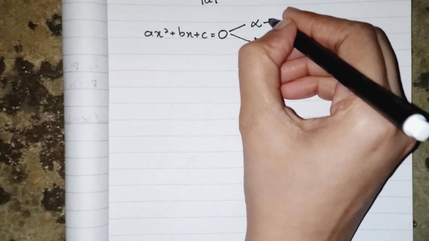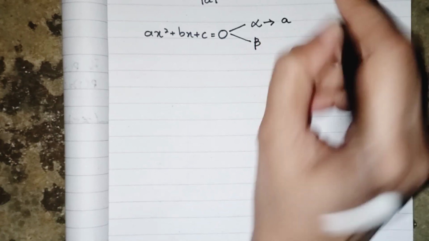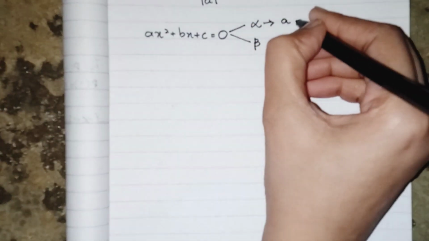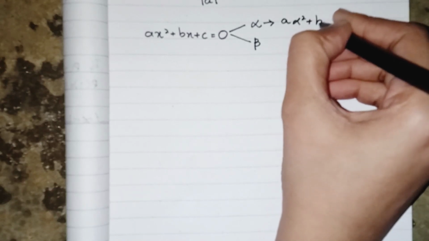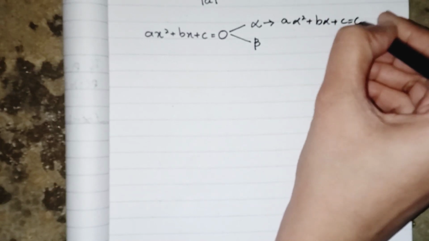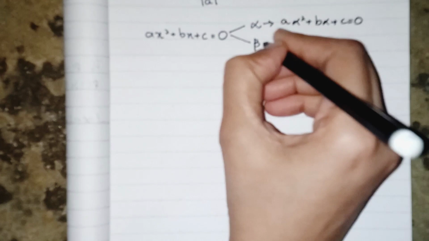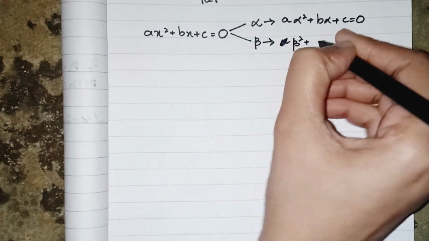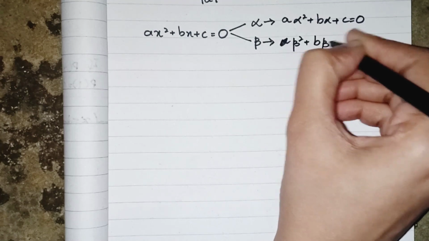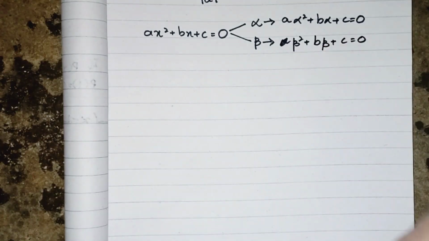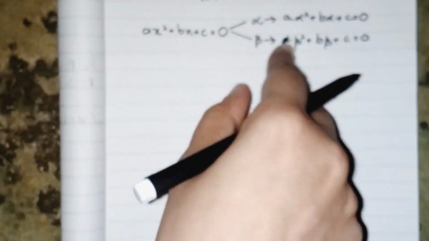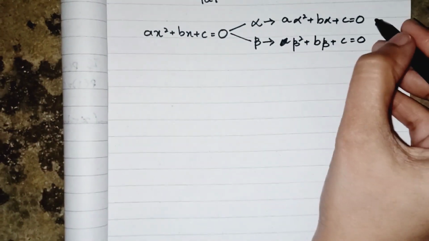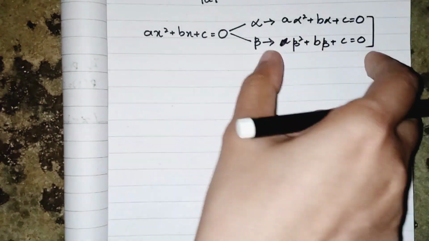So the equation for this one will be a, in place of x we can write alpha square plus b alpha plus c equals to 0, and in place of beta we can write a beta square plus b beta plus c equals to 0, which tells us that these satisfy the equation.